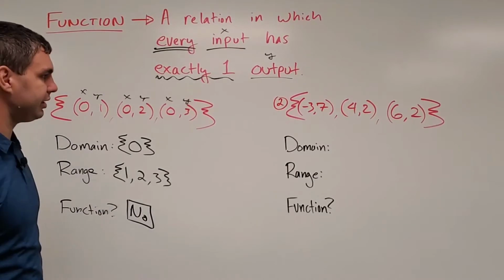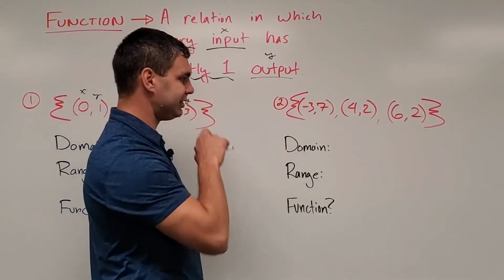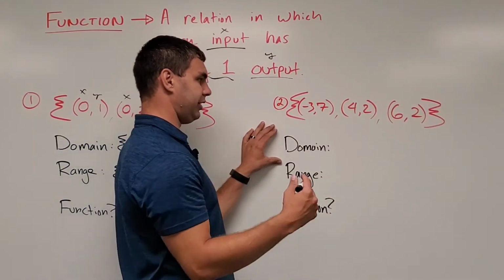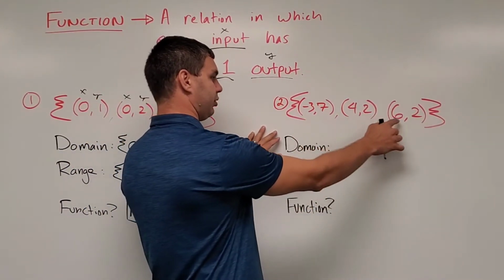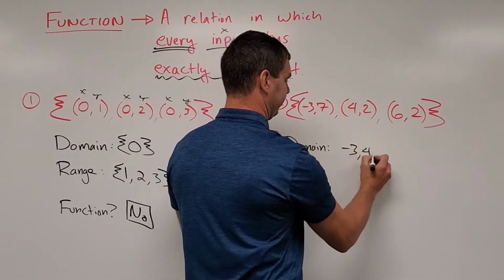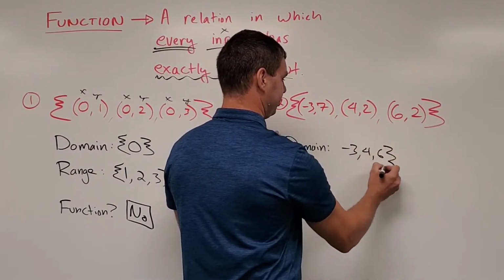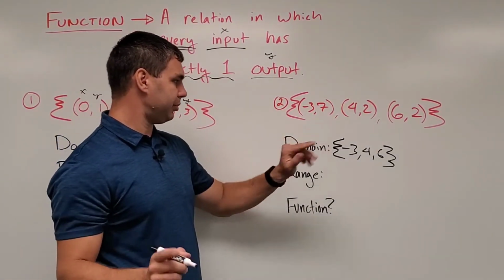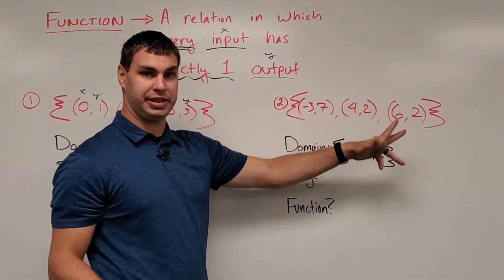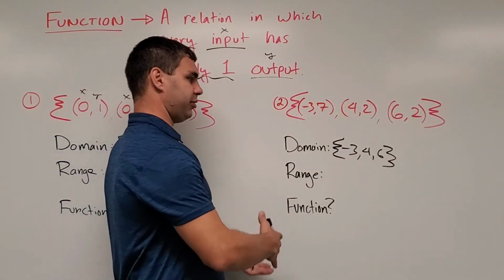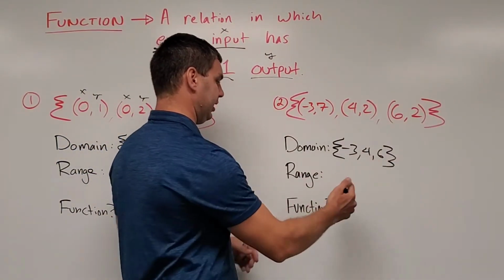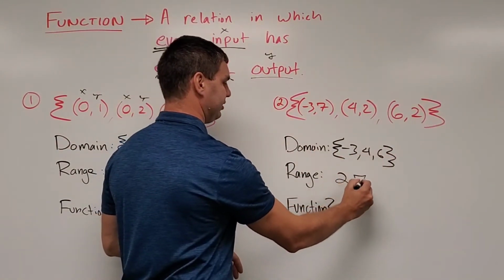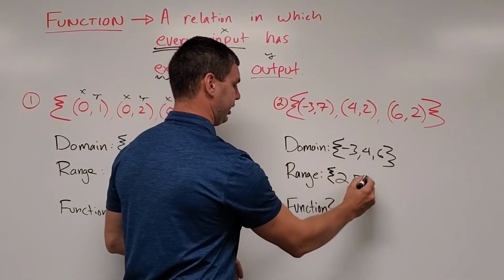All right, what about our second case over here? In our second one, we have (-3, 7), (4, 2), and (6, 2). So our domain for this one, in increasing order, is {-3, 4, 6}, with curly brackets around it. My range has two numbers, 7 and 2. 2 is repeated, but I'm only going to write it once. Again, from least to greatest, we have {2, 7}, and those get the brackets.